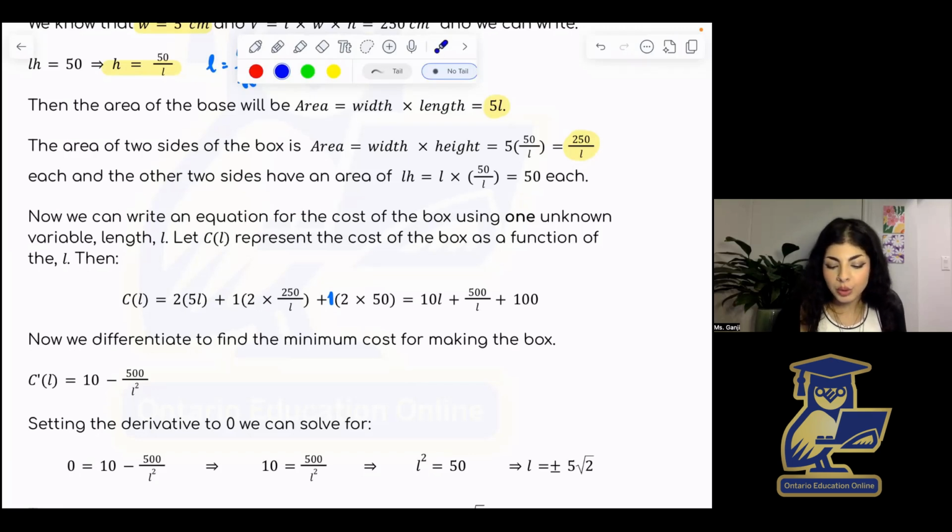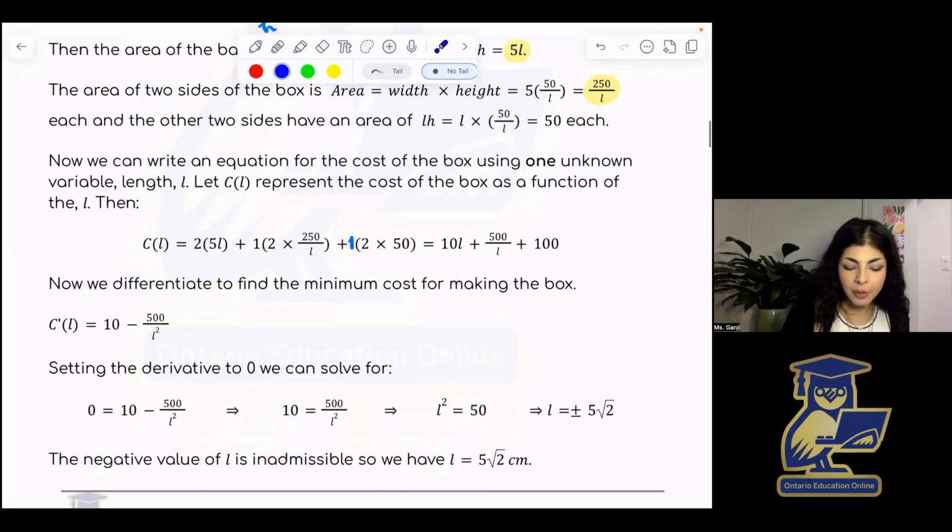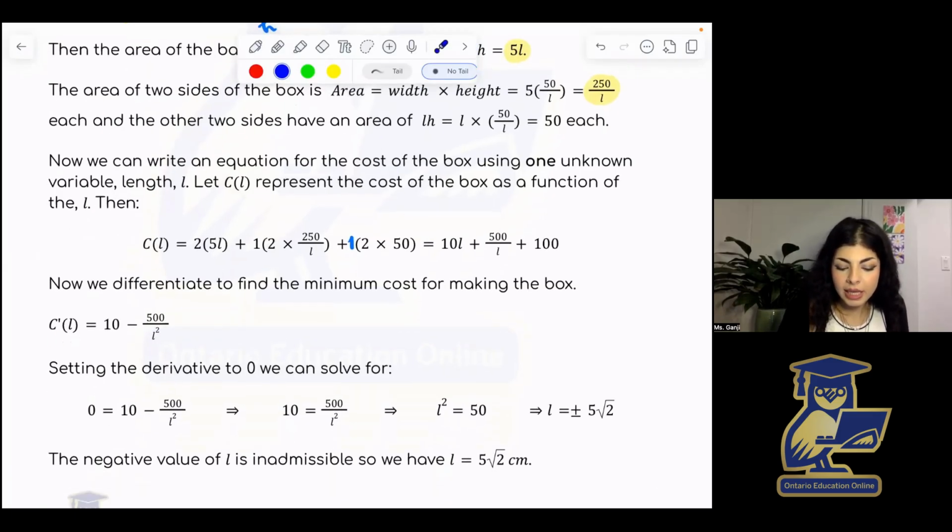And now we want to minimize this cost. So we have to find the derivative to find what our critical points might be. So using derivative rules here, we find that C prime of L is 10 minus 500 over L squared.